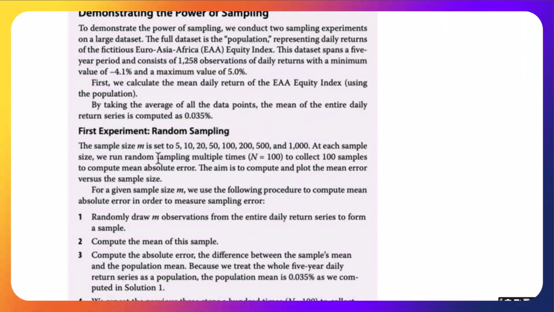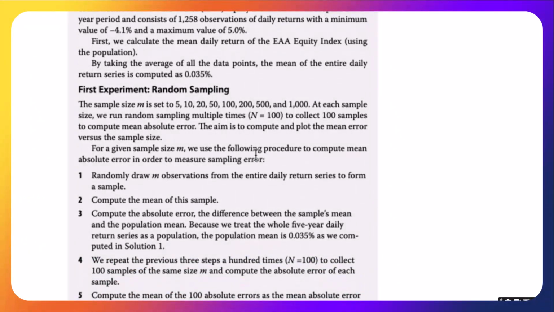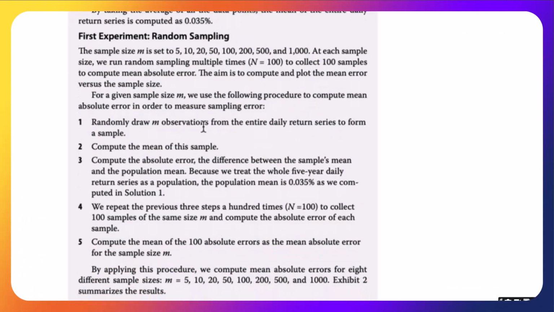At each sample size, we run random sampling multiple times, 100 times, to collect 100 samples to compute mean absolute error. The aim is to compute and plot the mean error versus the sample size. For a given sample size M, we use the following procedure to compute mean absolute error in order to measure sampling error. Randomly draw M observations from the entire daily return series to form a sample. So if it were 5, we take 5. Compute the mean of this sample. Compute the absolute error, the difference between the mean of this sample and the 0.035 that we know is the true mean.